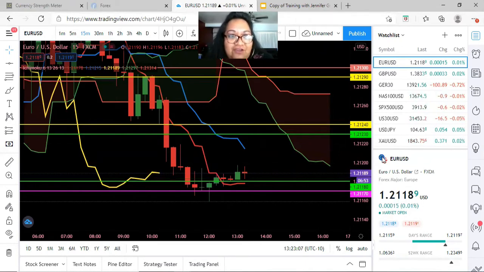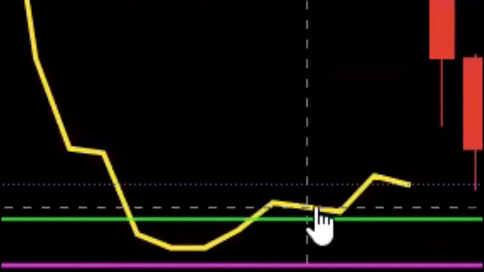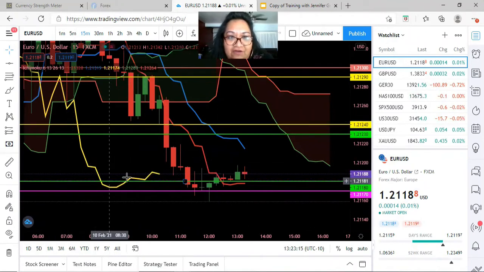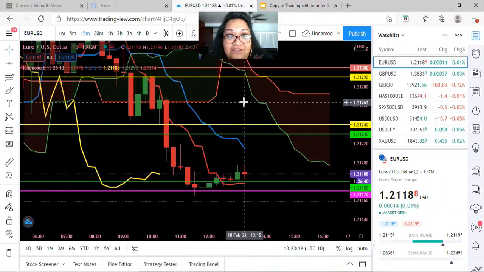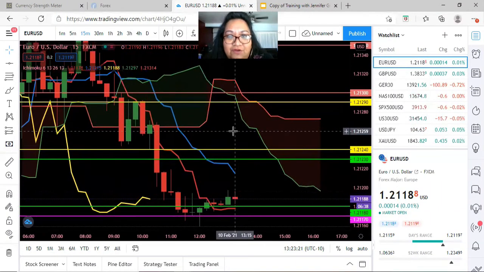So today in this video, I'm just going to explain to you a little bit right here. What we see right here is this yellow line. We're going to talk about this yellow line here. We're going to talk about the red line and the blue line. And also, I like to use the Ichimoku cloud. So we're going to talk about the cloud.